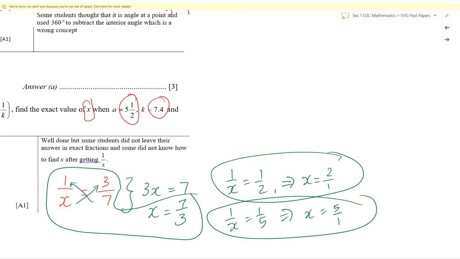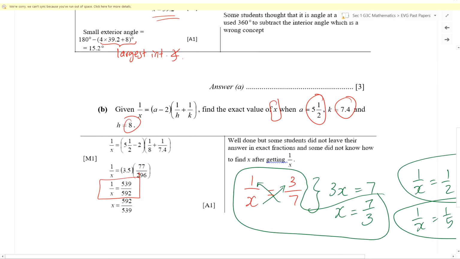If 1 over x is 1 over 5, x is flip it around, 5 over 1, which is 5. If 1 over x is 3 over 7, x is flip it around, you get 7 over 3. So same over here. If 1 over x is 539 over 529, then x is flip it around, and you get the answer.